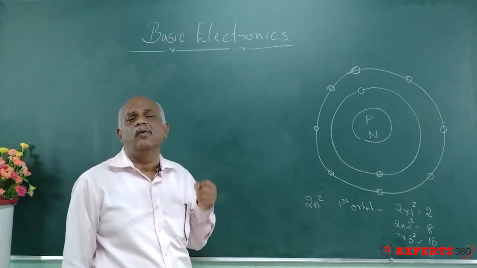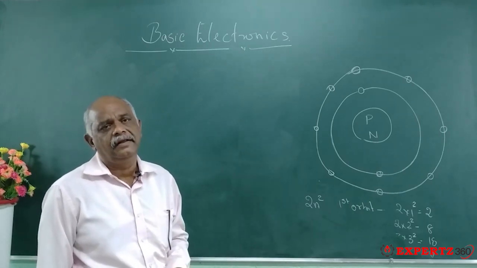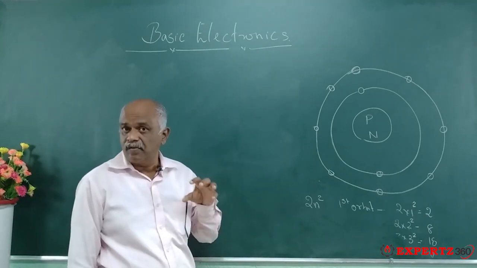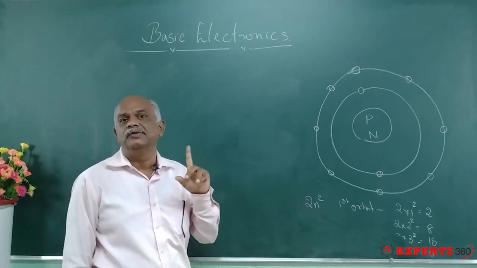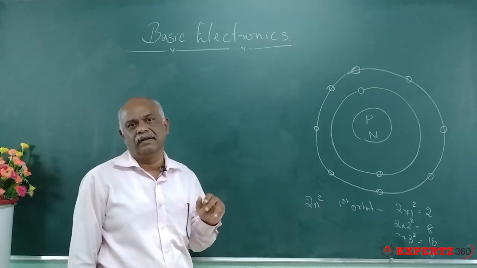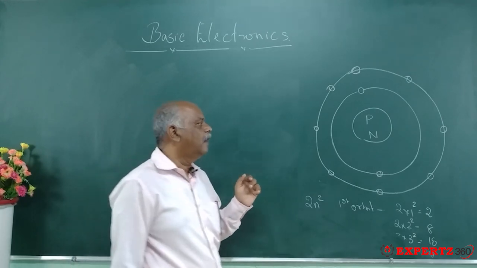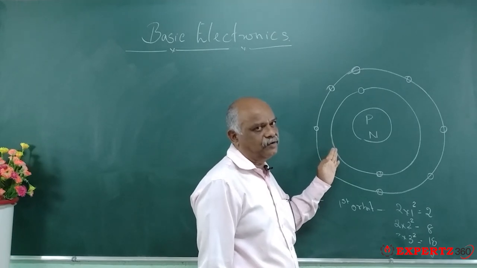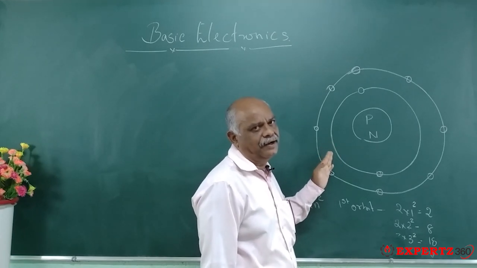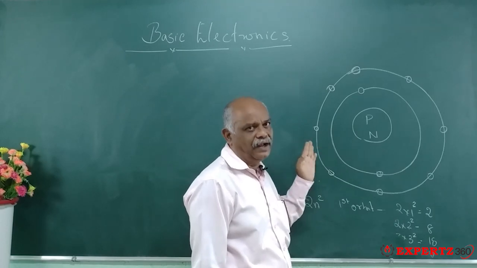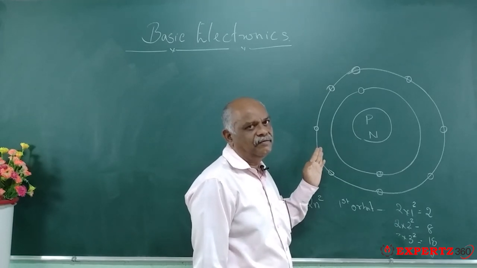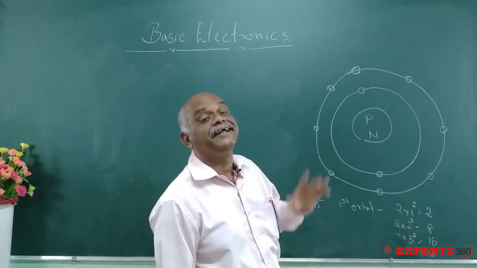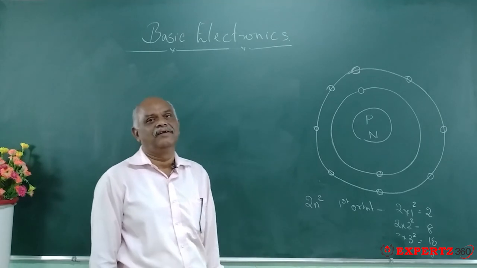All these take place in the outermost orbit, which we call the valence orbit. Now suppose I am taking the first orbit, and the energy I am also going to take for the first orbit. So I will be taking first band, second band, third band, fourth band, valence band, but that is not the outermost band. The conduction band is the outermost band.